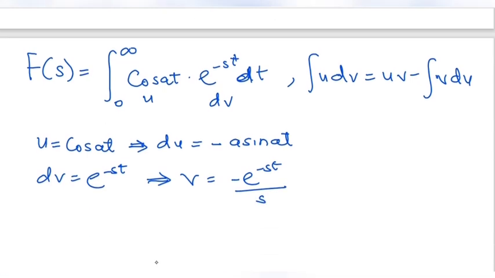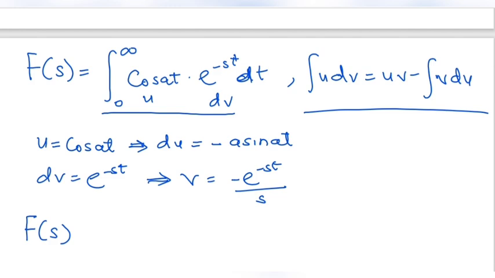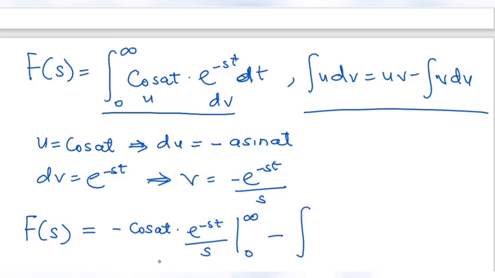So if we apply it here, we'll have that our F of s, applying it in this form, is going to have our uv, our u here is cos at, so we're going to have negative cos at e to the negative st all over s. We'll put the limits, minus the integral of v du. What's the v?